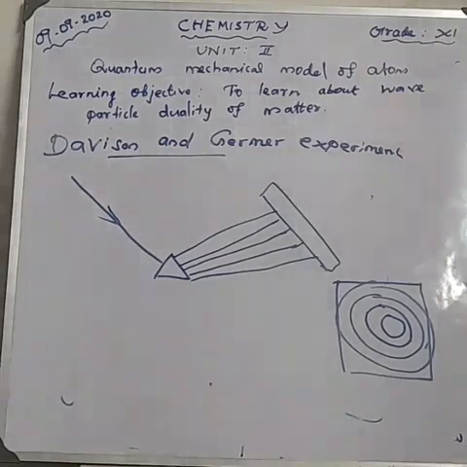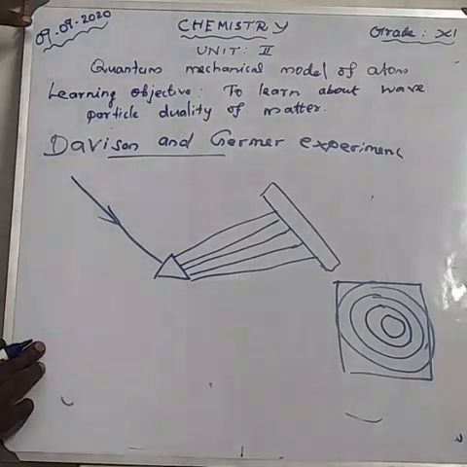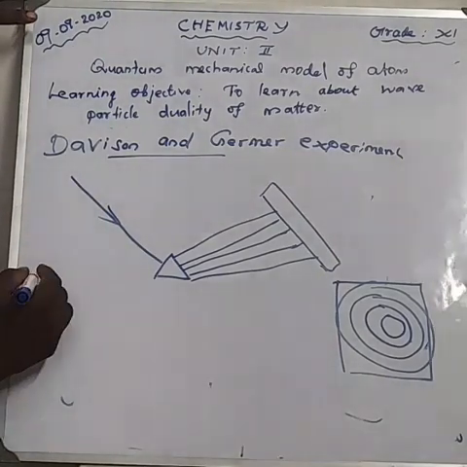The next question is very important for the 2-mark question: the Heisenberg uncertainty principle.